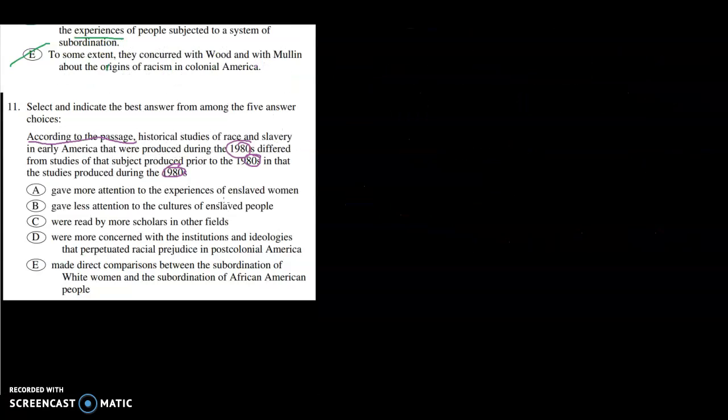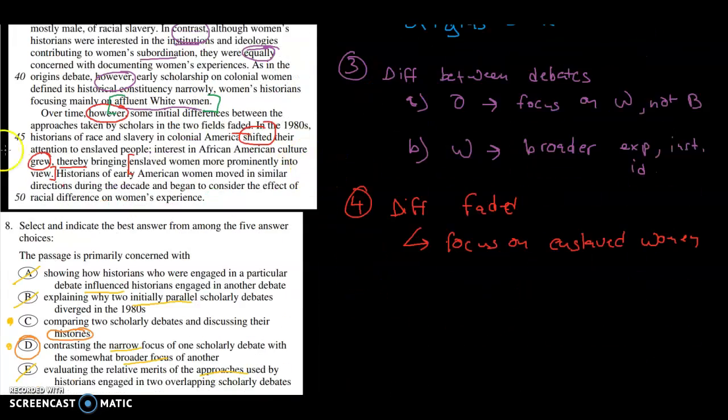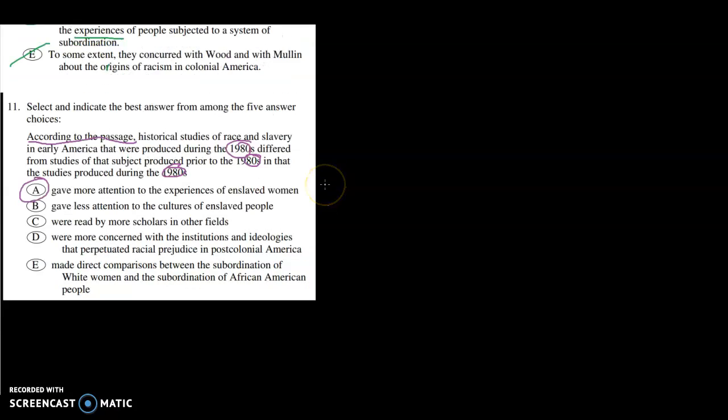Okay, so let's look at the questions. Oh, A has got to be it. Just immediately. That just leaps out. Gave more attention to the experiences of enslaved women. It states it right there. In the 1980s, historians shifted their attention to enslaved people, thereby bringing enslaved women more prominently into view. We're done. Once you've found something that fits, don't even bother going through the rest of the answer choices. You found your answer. It's good.